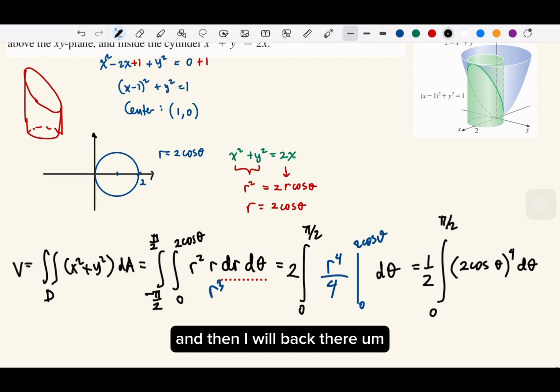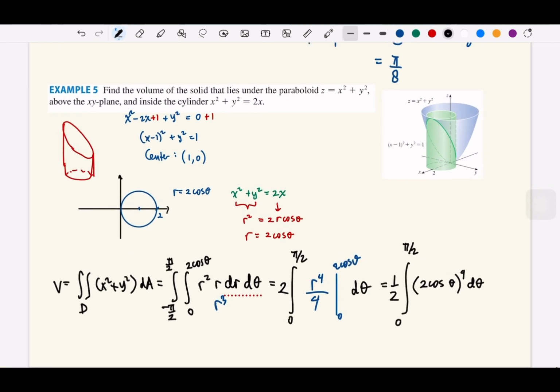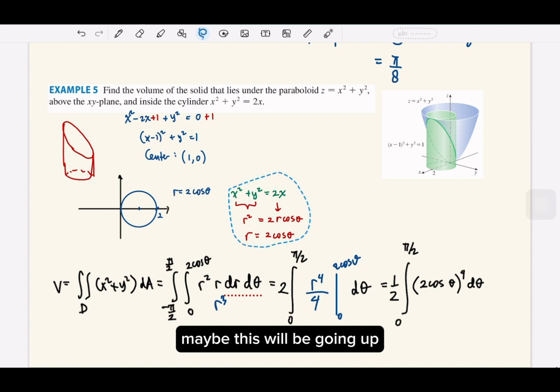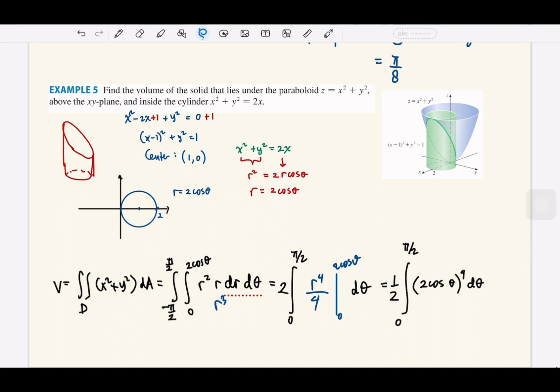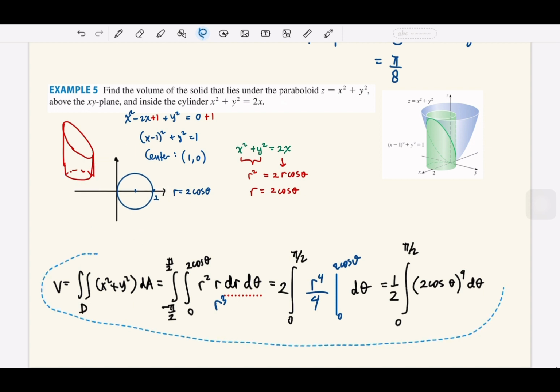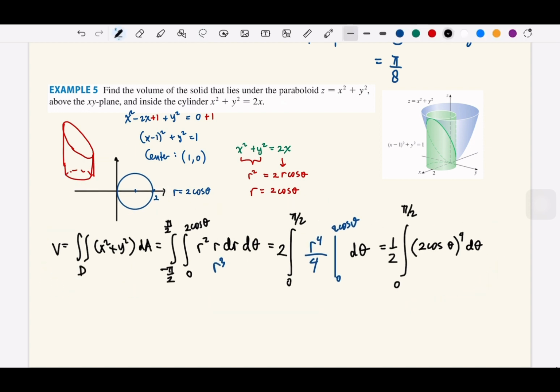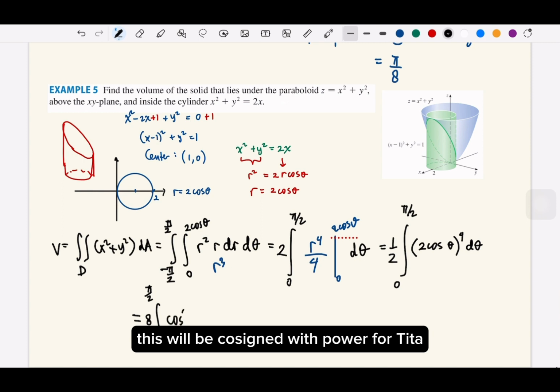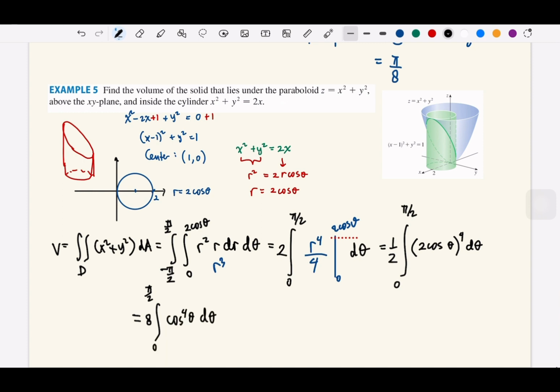And then I will factor out 2 to the power of 4, which is 16. I will move it outside and it will be 8, right? So it will be 8 times cosine to the power of 4 theta d theta. Okay, how to solve this?